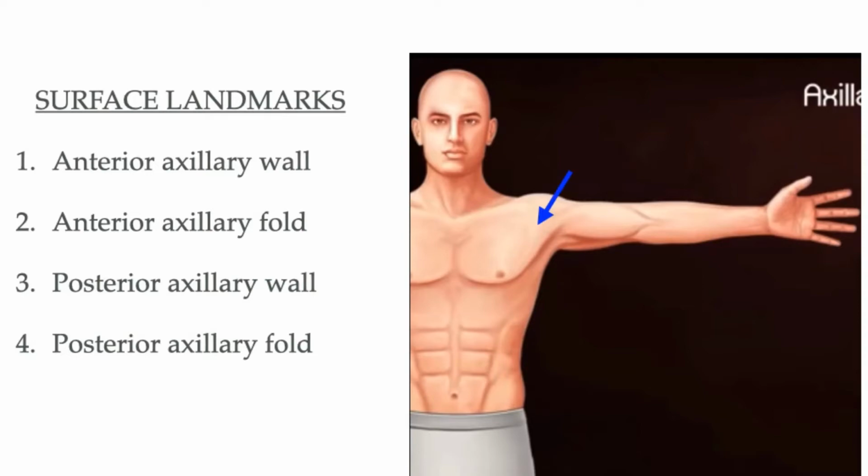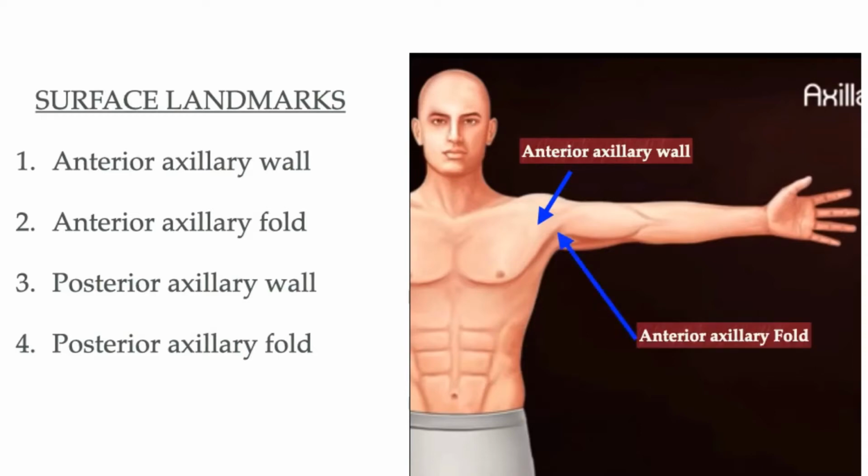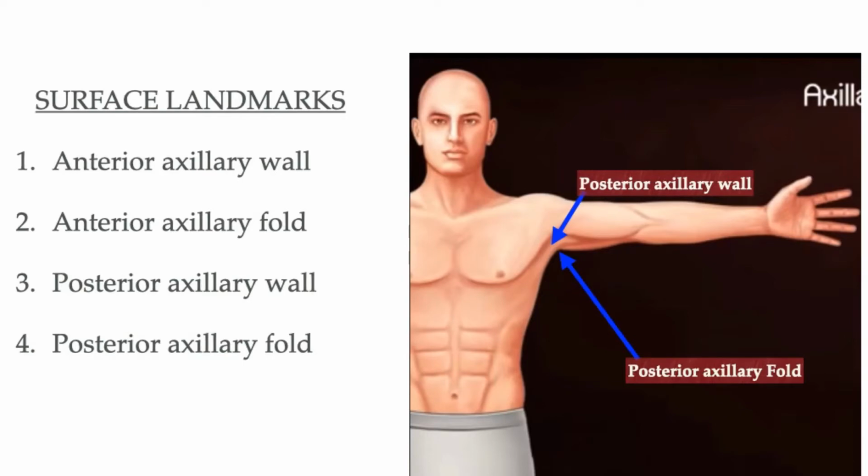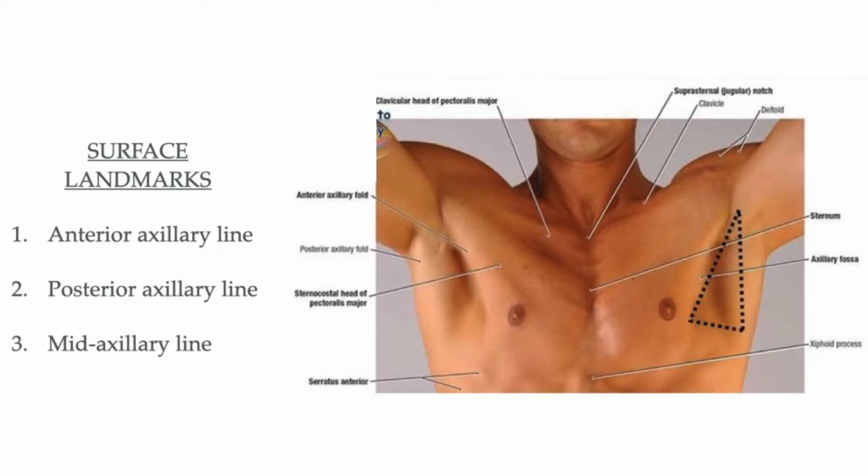Here, this is anterior axillary wall. The inferior border of the anterior axillary wall is called anterior axillary fold. Likewise, this represents the posterior axillary wall and the inferior border of posterior axillary wall is called posterior axillary fold. Now, in this illustration, you can see the concavity of the base of axilla, and this concavity is bounded anteriorly by anterior axillary fold and posteriorly by posterior axillary fold.